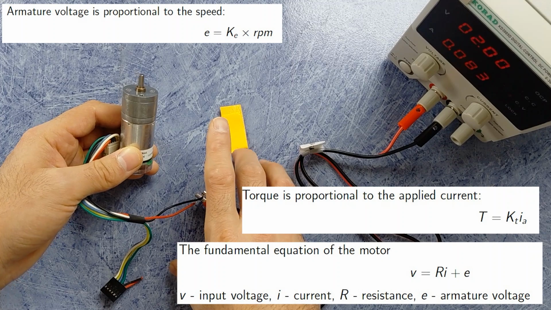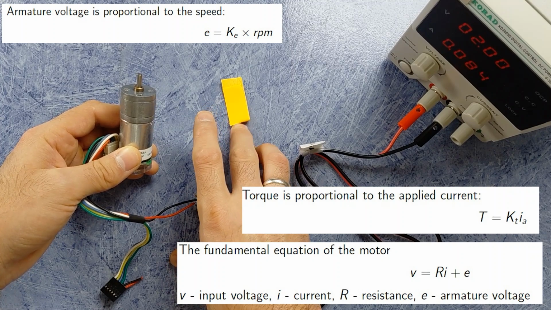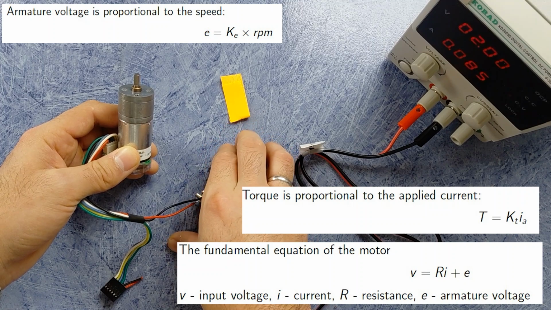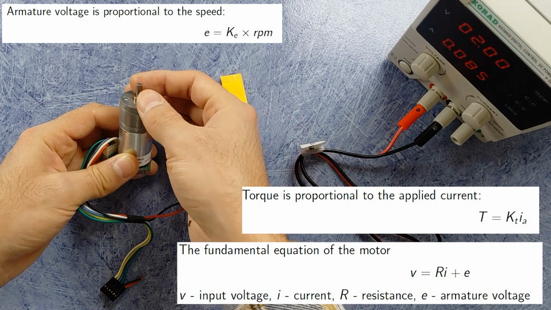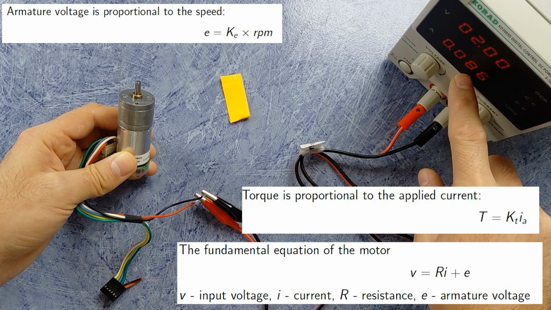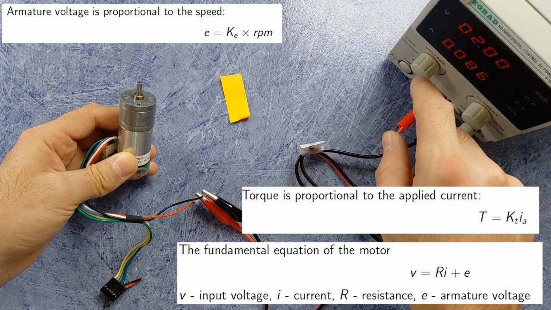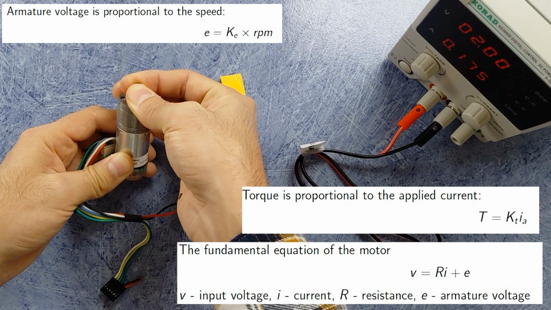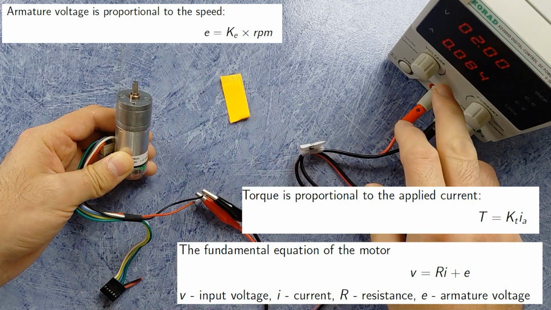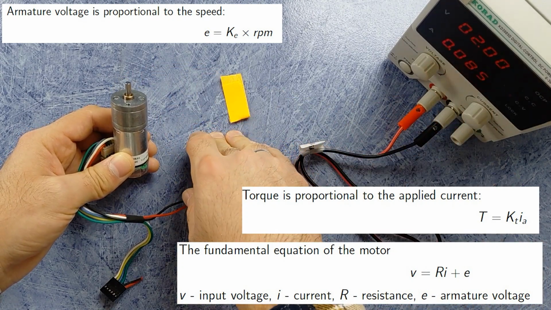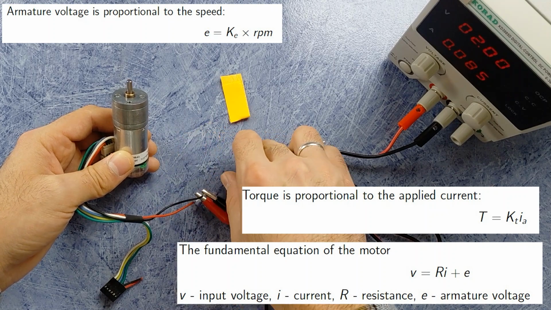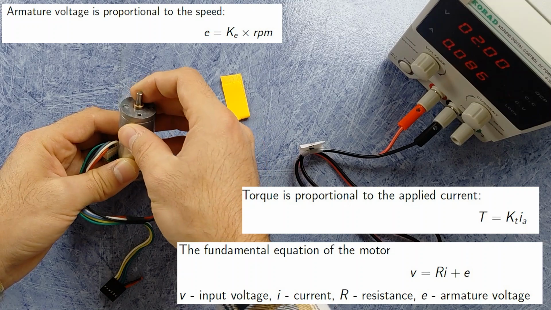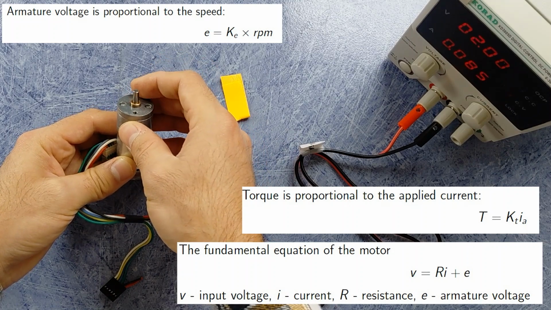The third important equation is about the torque and current relation. What I just showed you right now is 86 milliamps, the power consumption. If I squeeze it, the current increases. So the torque is proportional to the current. The torque is basically how much load the motor has.